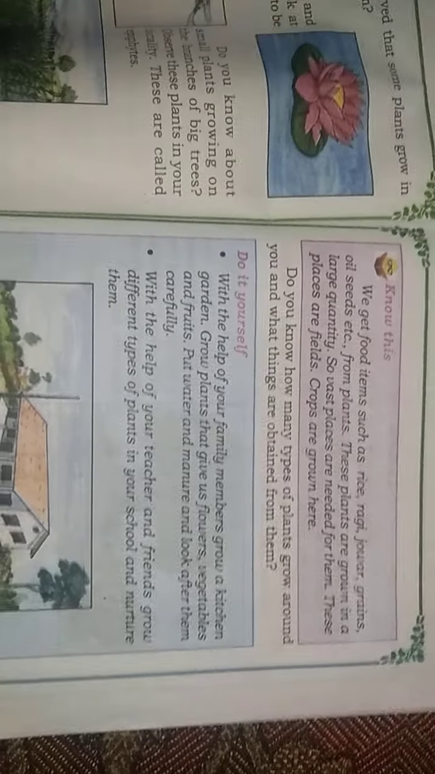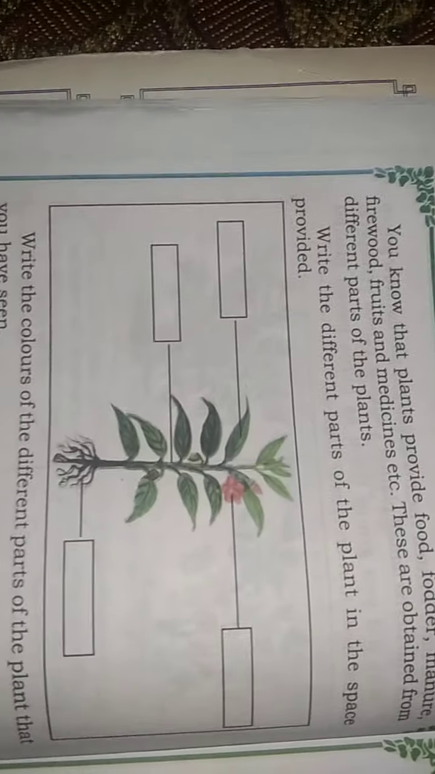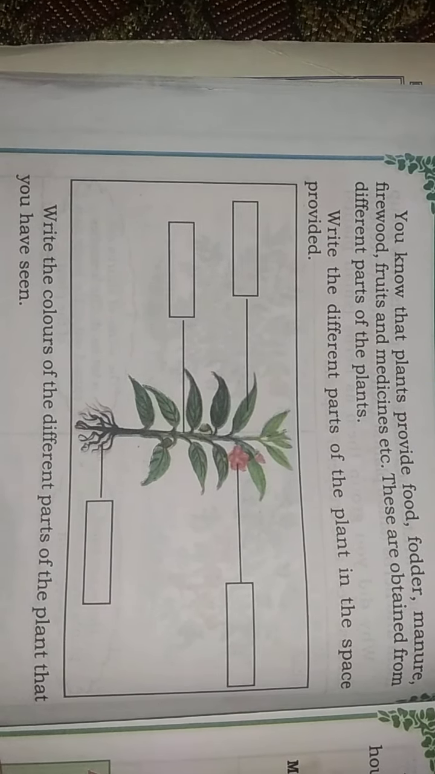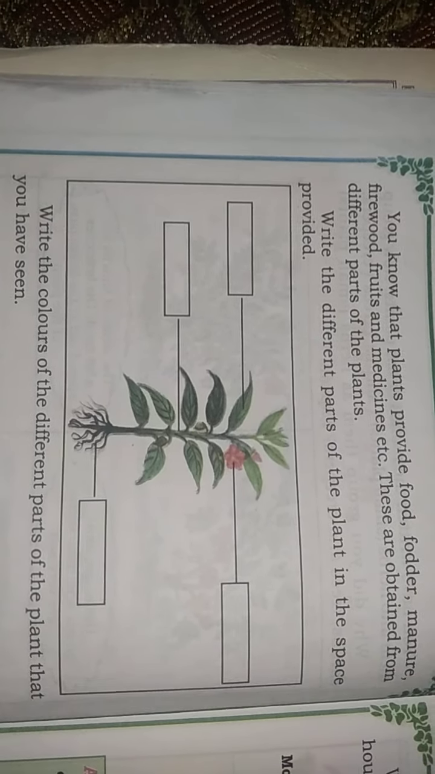Before discussing all these things, let us recall what we discussed in the last class. In the last class we learned about the parts of plants. The parts of the plants are leaves, flower, stem, roots, fruit, etc. So leaf, stem, flower, root, and fruit.